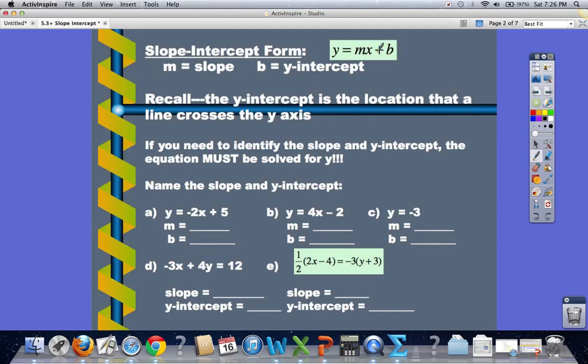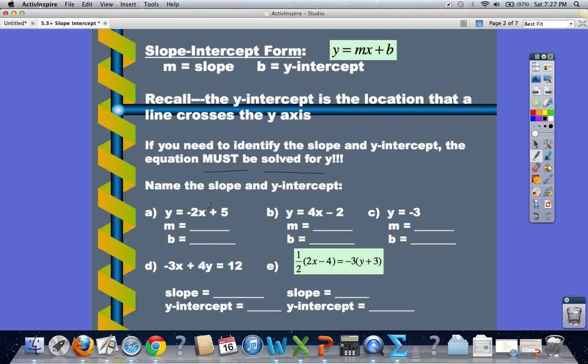Okay, once you have something in y equals slope-intercept form, it is super easy to graph. If you'll recall, the y-intercept is the location where the line crosses the y-axis. Super important. Y-intercept is your b. If you need to identify the slope and the y-intercept in an equation, the equation must be solved for y. And if it's not, you need to do so. But we've practiced this so many times, it should not be a problem.